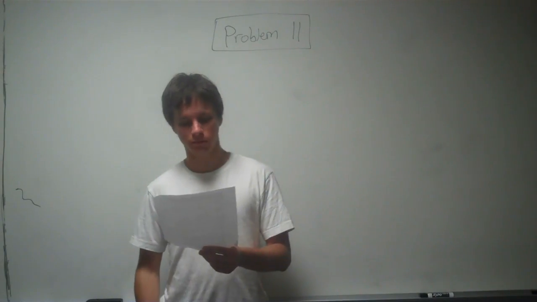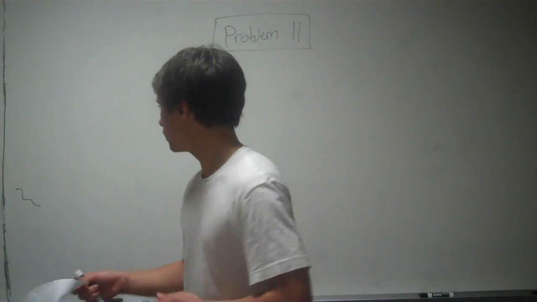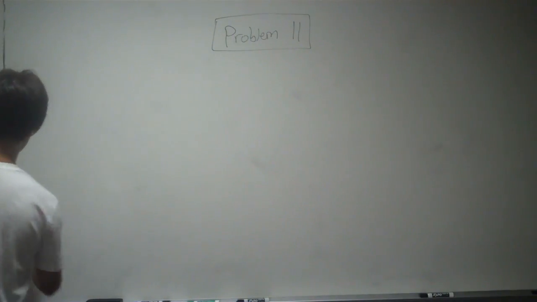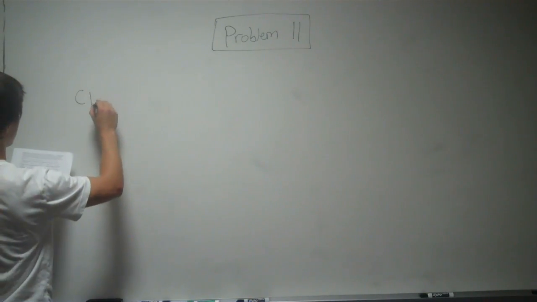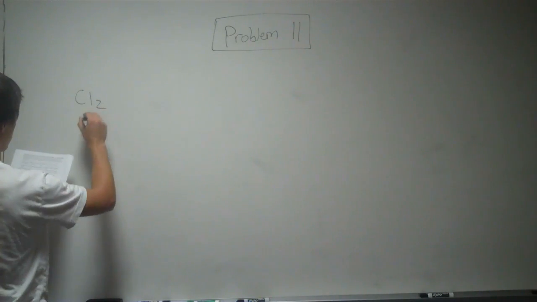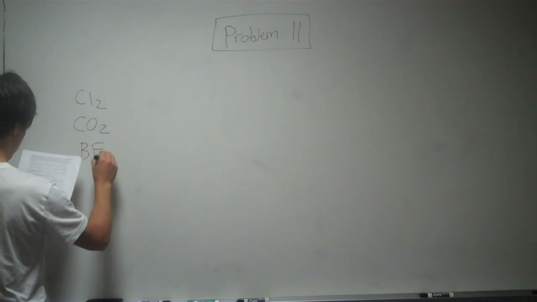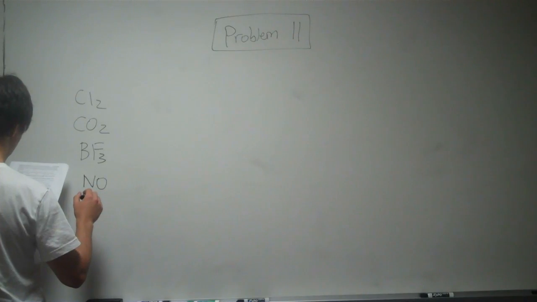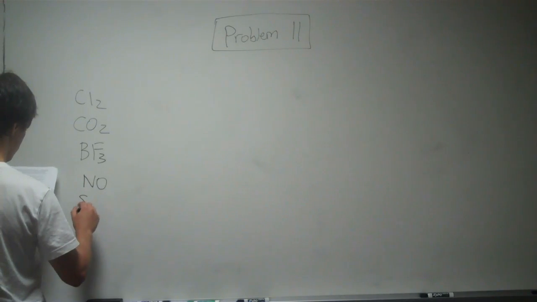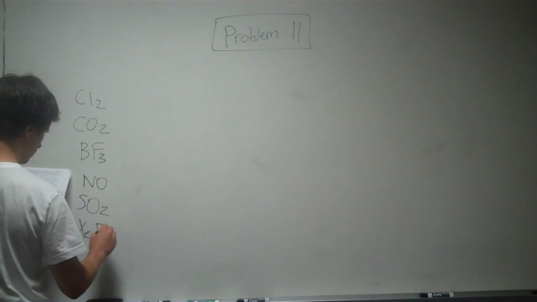Here's problem number 11. It says, which of the following molecules are polar? So I'll write them down as I read them. There's Cl2, carbon dioxide, BF3, nitrous oxide, SO2, and xenon tetrafluoride.